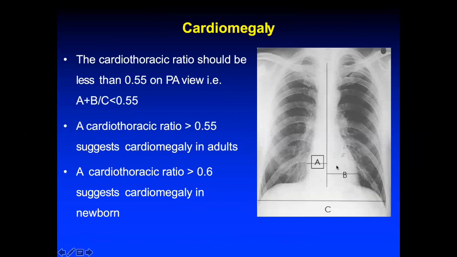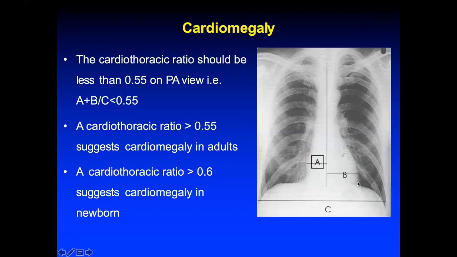Now, mind you, the maximum horizontal cardiac diameter is not measured in the same plane. First of all, you draw a vertical line from the spinous process of the vertebra. Then you see the right cardiac margin and the left cardiac margin. On the right cardiac margin, the maximum prominence, the maximum outward curvature, is here. From here, draw a perpendicular to the central line from the spinous process.